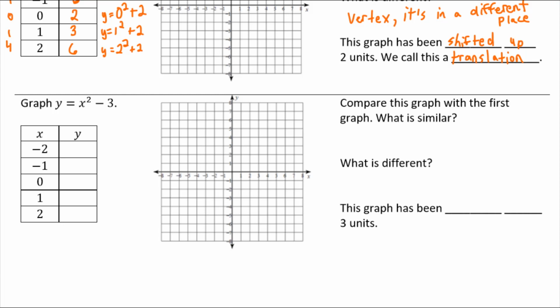So this minus 3, we're again going to do after we square. So whenever I plug in 0, I'm going to do 0 squared, and then I'm going to do the minus 3.